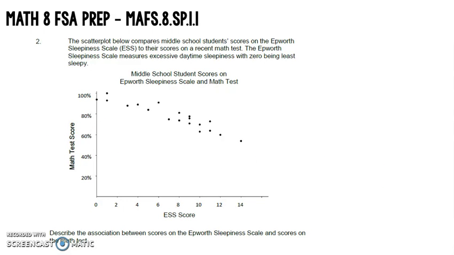So moving right along, let's go ahead and take a look at scatter plots. It says the scatter plot below compares middle school students' scores on the Epworth Sleepiness Scale to their scores on a recent math test. The Epworth Sleepiness Scale measures excessive daytime sleepiness, with 0 being least sleepy. Describe the association. So take a moment to interpret this graph. What is the association between these graphs?